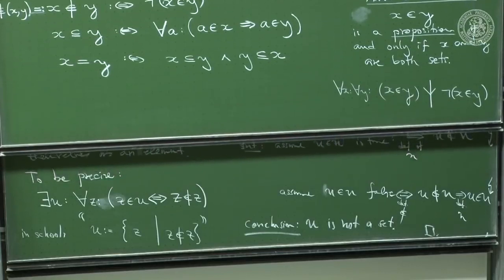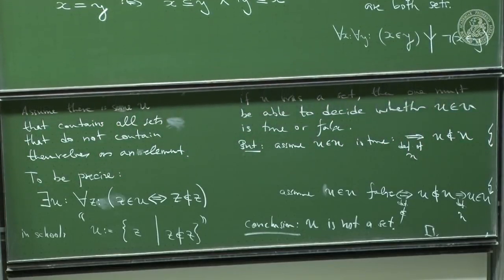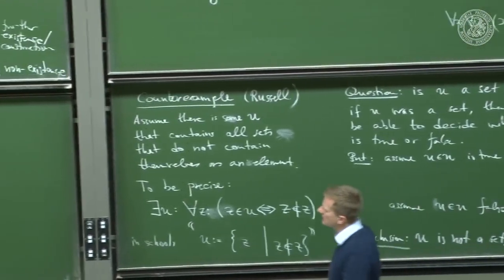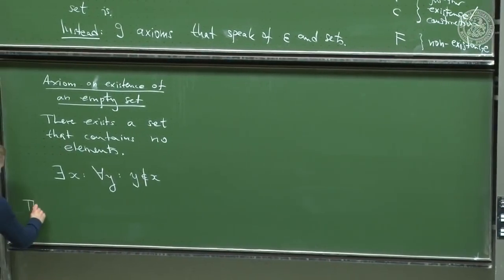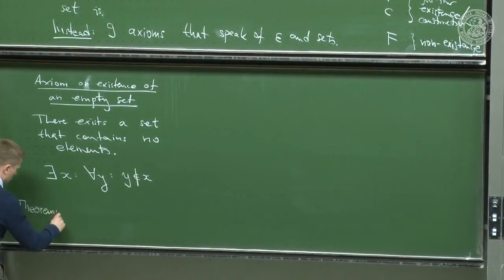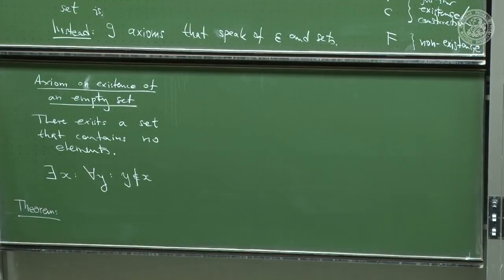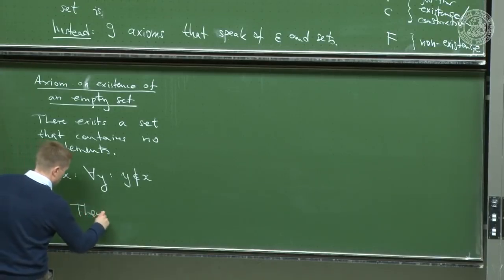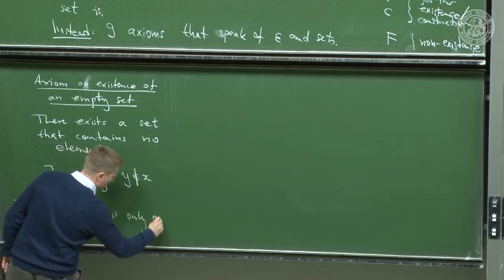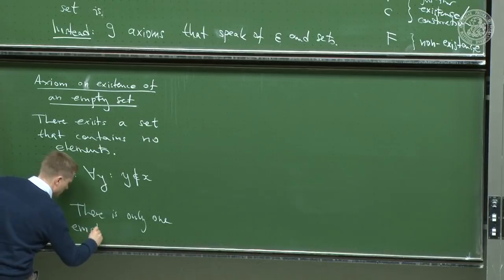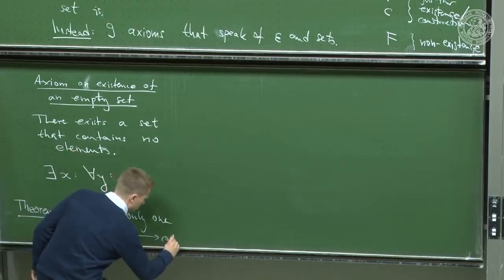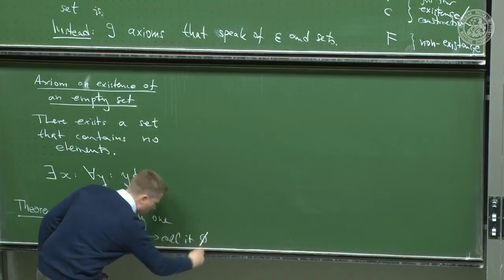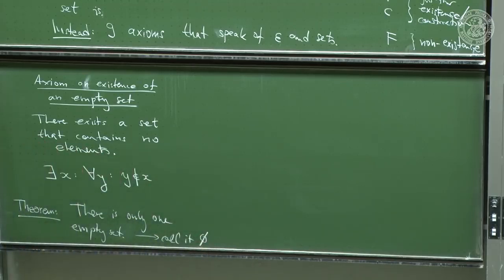Well, this is a little bit unnecessary. We know what it means to be a proposition. Now, this is the existence of an empty set. Now, we have an immediate theorem, which is very simple. There is only one empty set. And because there's only one, we can give it a name. Call it the empty set, a 0 with a slash.